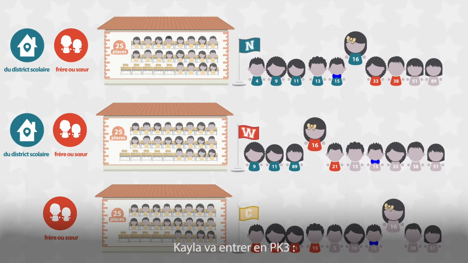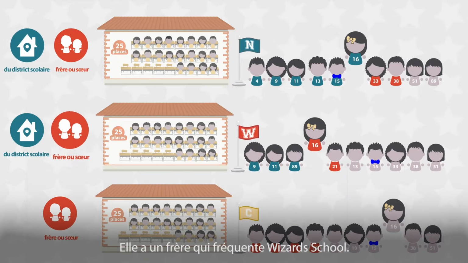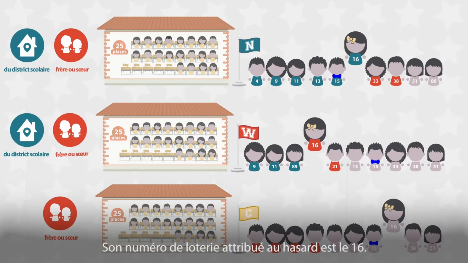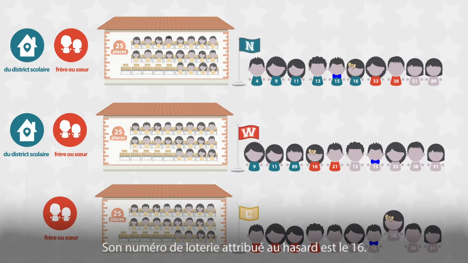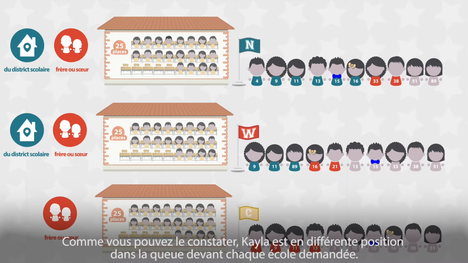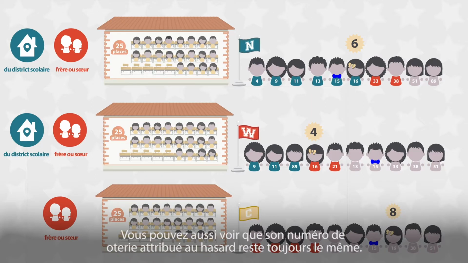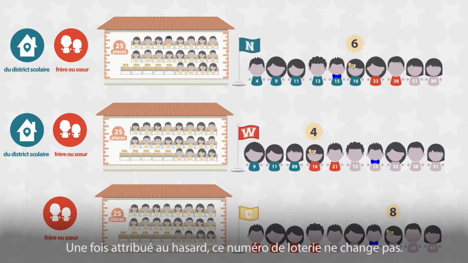Kayla is entering pre-K 3. She lives in the boundary of Nat's School and has a sibling who attends Wizard School. She was assigned a random lottery number of 16. She applied to Nat's School as her first choice, Wizard School as her second choice, and Capital School as her third choice. As you can see, Kayla is in a different place in line in front of each school she applied to. This is because she has a different lottery preference for each school. You can also see that her random lottery number is always the same. Once assigned, the random lottery number does not change.